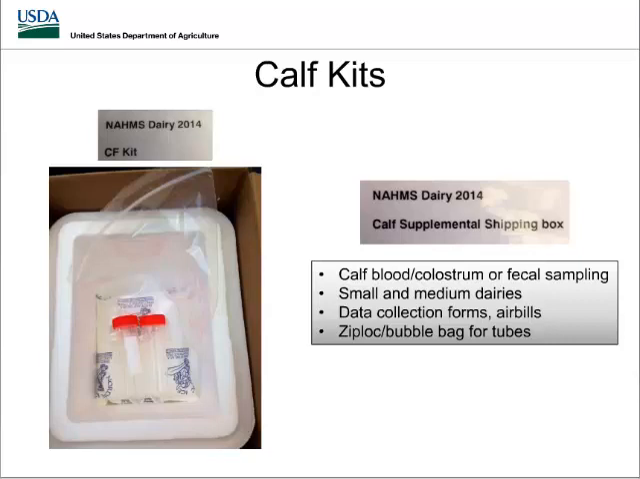Questions? Yeah, could you say that last part again, please? About the label? Yes. The labels that you need for the forms and the samples, for both the fecal samples and the blood and colostrum samples, are included in the colostrum and blood kit. So the calf fecal kit doesn't have any labels.